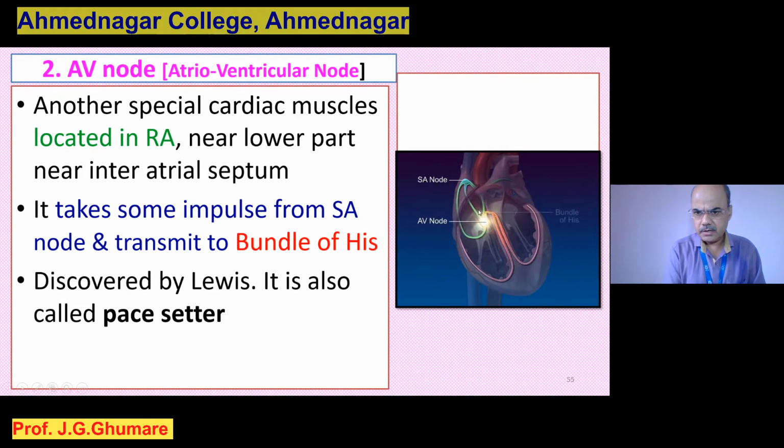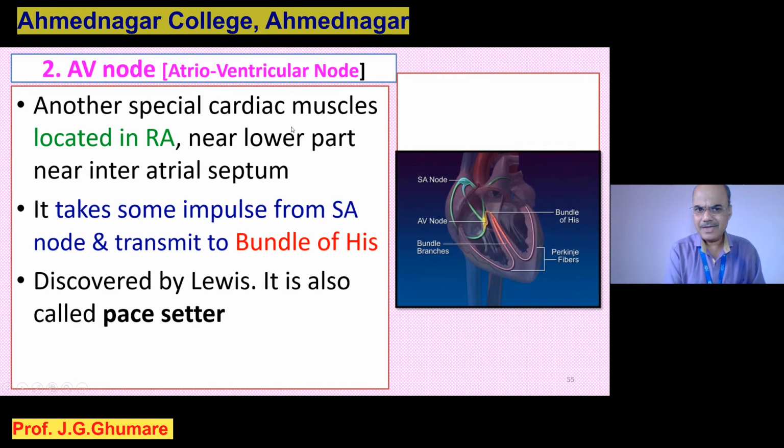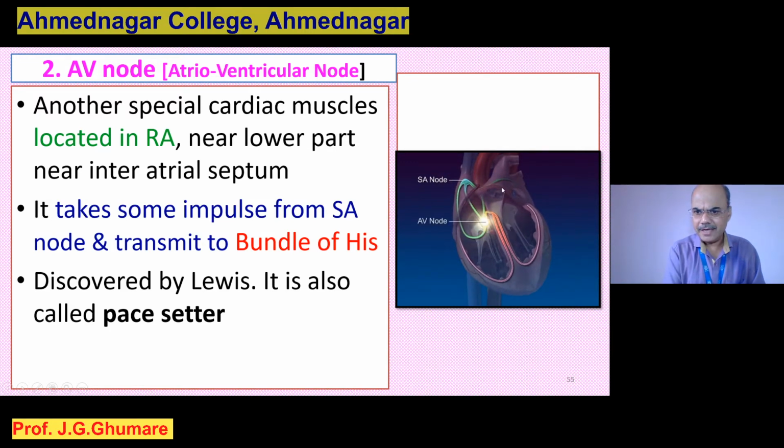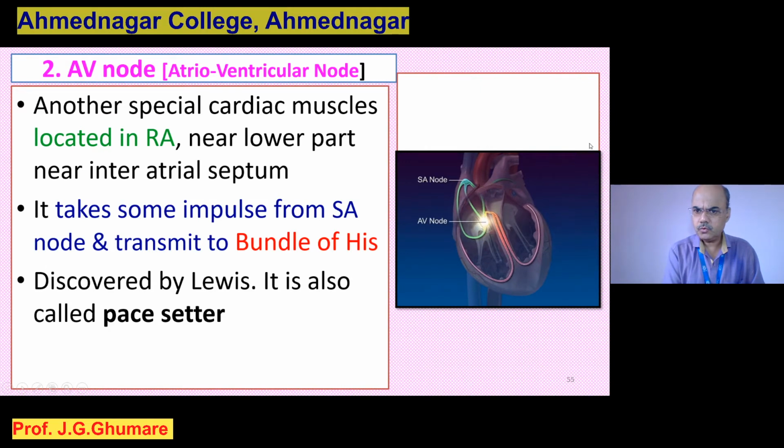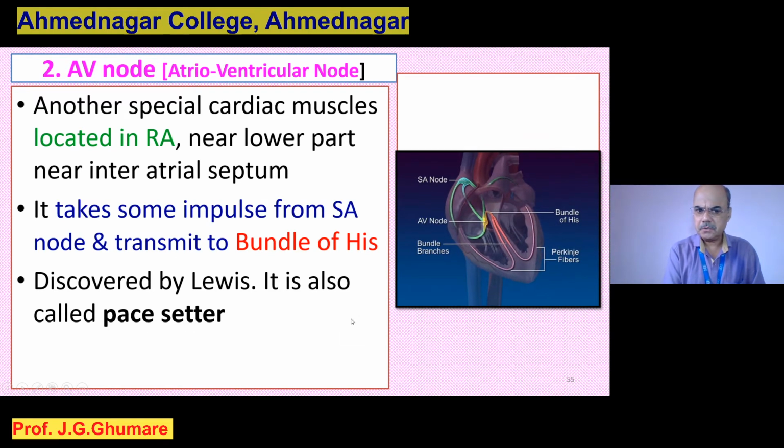Second component, again with a different diagram I am showing. See here, this is the component that is collecting the wave and will carry the wave to the next part. This component is called the AV node. It is present at the junction of both atria as well as atria and ventricle, so it is called the atrioventricular node. Another specialized cardiac muscle, located in the right atrium again. It will take some impulse, because the impulse travels all the way from the SA node to the atria first. It will collect some of the impulse, and this impulse will be carried to the next part, that is the bundle of His.